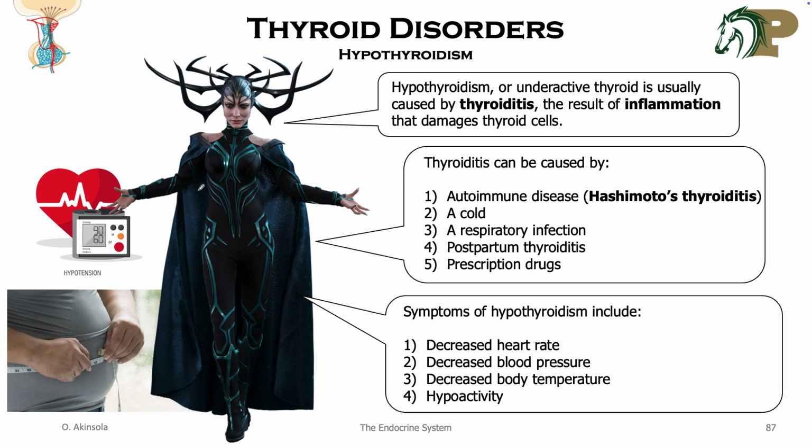It can happen after a cold or respiratory infection, or as postpartum thyroiditis. So after a pregnant woman has delivered, she can experience inflammation of the thyroid, and also from prescription drugs. Notice here that the symptoms of hypothyroidism are the exact opposite of those of hyperthyroidism. So instead of increased heart rate, you're going to have decreased heart rate, decreased blood pressure, decreased body temperature, hypoactivity.